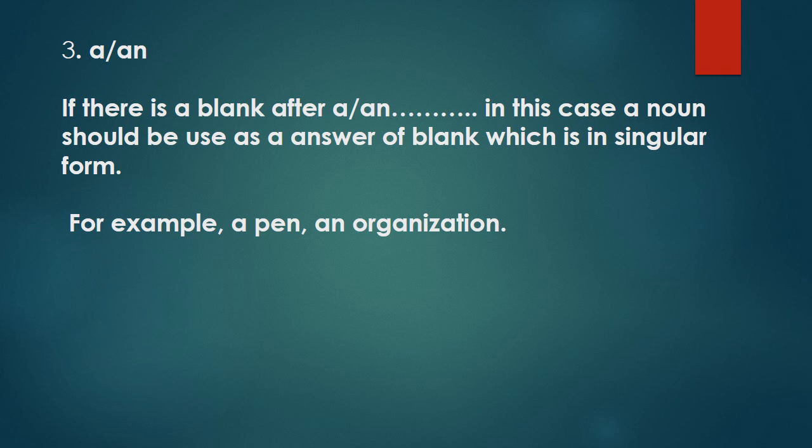Moving towards the third rule, it is for articles a and an. If there is a blank after a and an, in this case you will use a noun in its singular form only, right? For example, it is given that a pen and an organization. So it is clear that after articles a and an, you will use the noun in its singular form only.